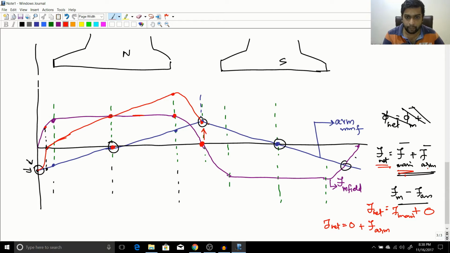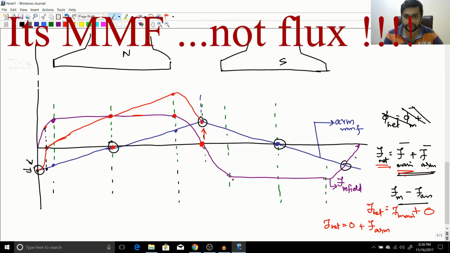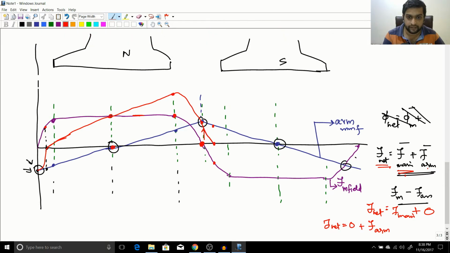Now you can see the armature flux in the positive direction and this is in the negative direction. The main field flux is in the negative direction. So at some point here, these two values will be exactly the same. And at that point, the net flux will be zero. So it would come like this and it would reach here and the process would continue. Alright. So this is basically the net MMF.